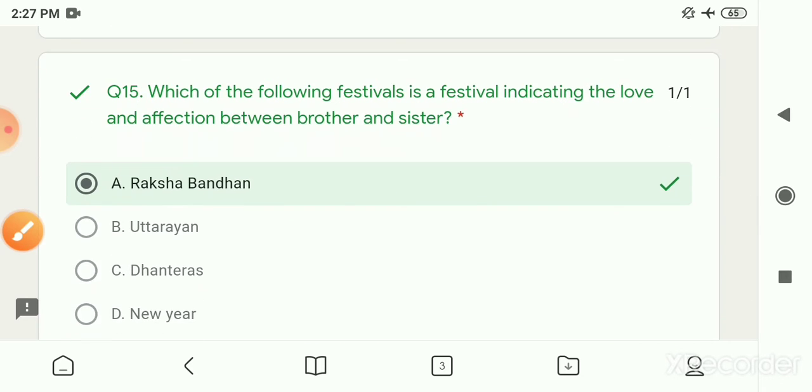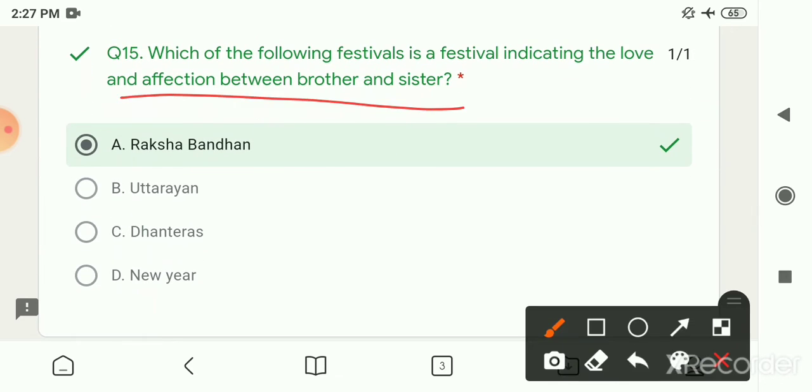Next is 15th number. Which of the following festivals is a festival indicating the love and affection between brother and sister? The options are Raksha Bandhan, Uttarayan, Dhanteras or New Year. So here your answer is option A, that is Raksha Bandhan. It is the festival which indicates love and affection between brother and sister. So your answer is option A.